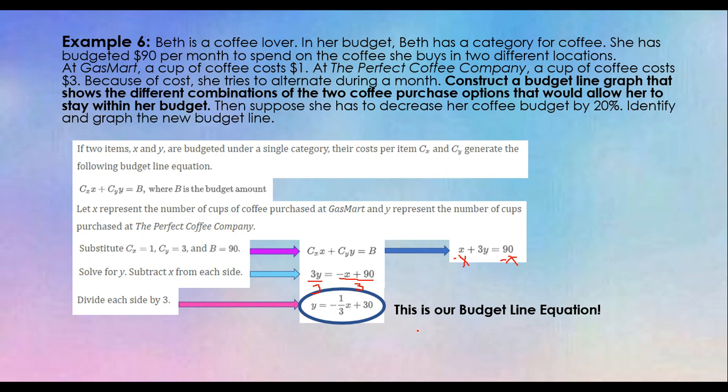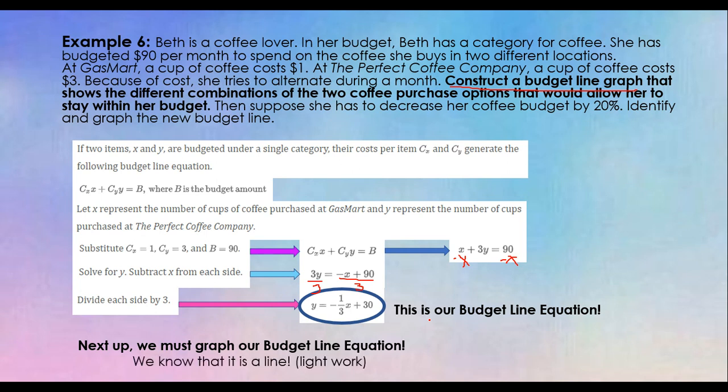Again, it's a line. It's no big deal. We're going to use this because our goal right now is to construct a budget line graph that shows the options we have. So we just have to graph our budget line equation. Again, this is a line. This is light work, people. This is so easy peasy lemon squeezy.